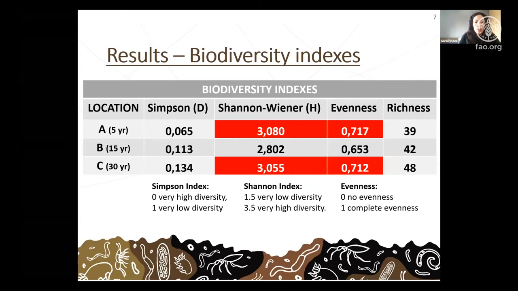Here we compare the results from the diversity indexes in these three locations. We can see that there is not much homogeneity in the results of the indexes. For example, Simpson points toward a decrease in diversity with years of rehabilitation. Richness shows just the opposite trend. And Shannon and Evenness results look more aligned.